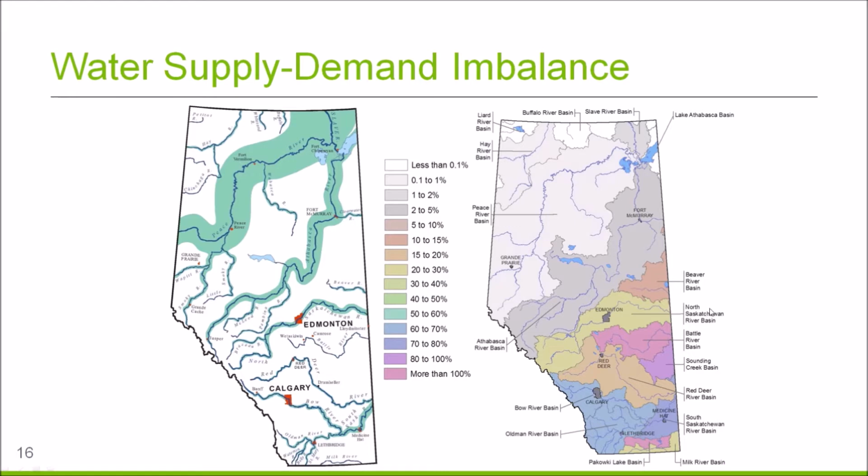The right side is showing how much water has already been allocated from different river basins. If you look at these numbers, as you move more south, you'd see that more water is being allocated from that portion of the province compared to northern Alberta. When you look at these two plots side by side, you would notice that we have more water in the north and less in the south, but water demand is more in the south and less in the north. So it's a complete imbalance between water supply and water demand.